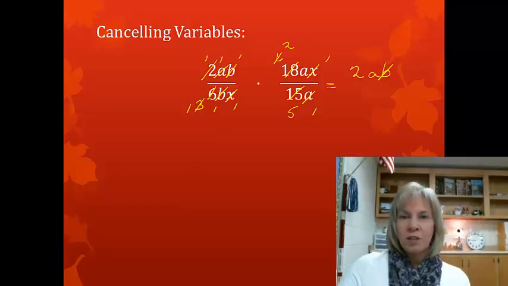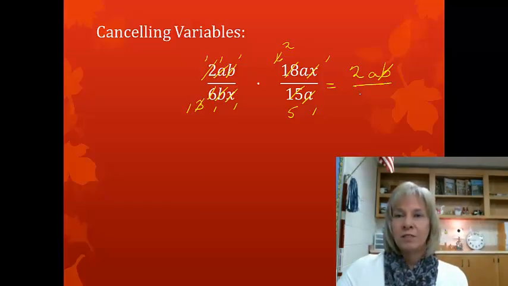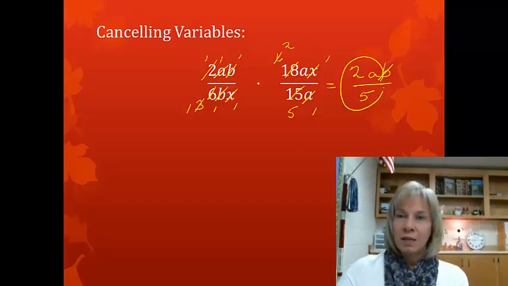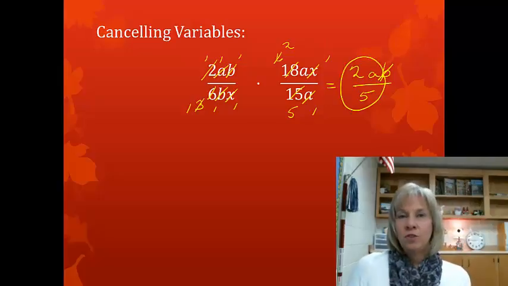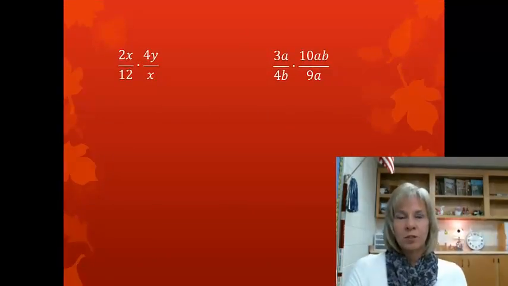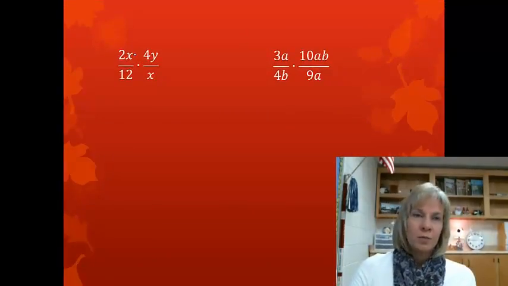All right, what's left on the bottom? There's 1 times 1 times 1 times 5. So 2A over 5. So that ends up being our answer, 2A over 5. So we canceled our variables and our numbers. Let's try another one here.